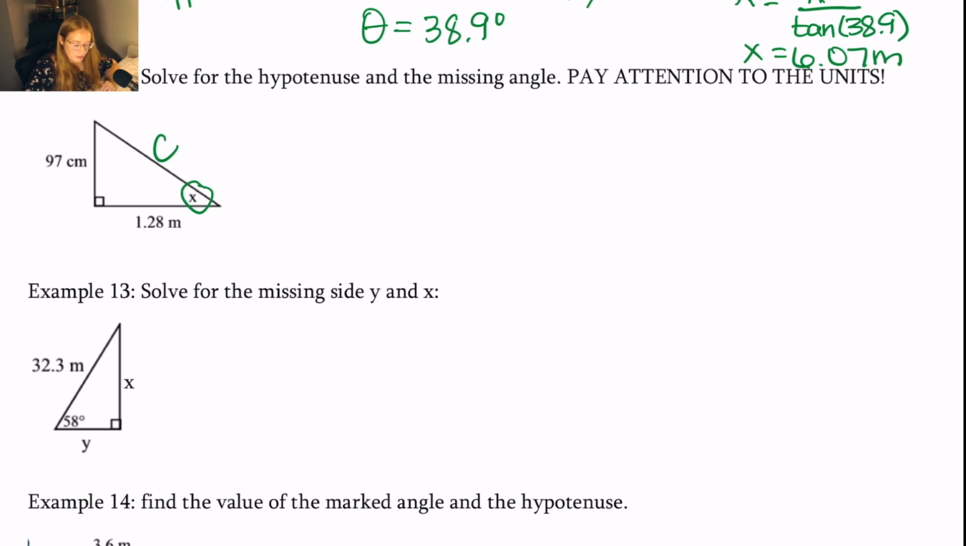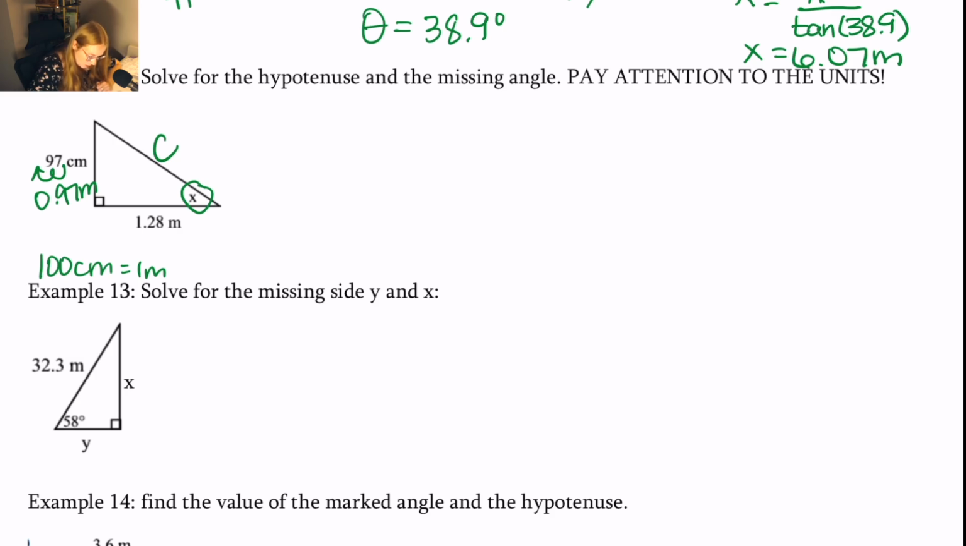So you can convert centimeters to meters or meters to centimeters. I just find it easier to convert centimeters to meters. Remember that there are 100 centimeters in 1 meter. So you should be dividing by 100. So it should be 0.97 meters, which you can type into your calculator if you need to. But divide by 100, you get 0.97. Okay, now I can find the hypotenuse or the missing angle.